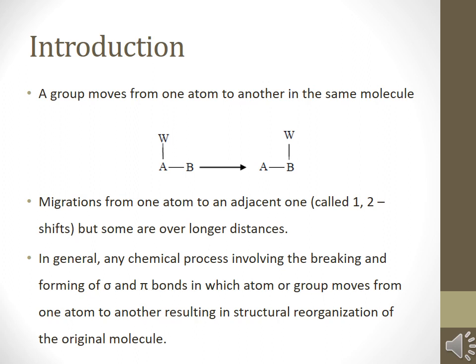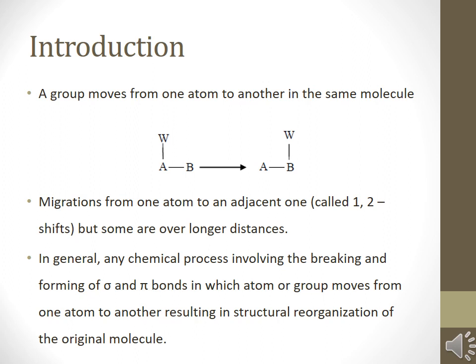Here we can see that the atom W has migrated from atom A to the adjacent atom B within the same molecule. Such type of reaction is called a rearrangement reaction, and it is an example of 1-2 shift, and they are a very common type. But there are also examples of rearrangement reactions where migration occurs over longer distances too.